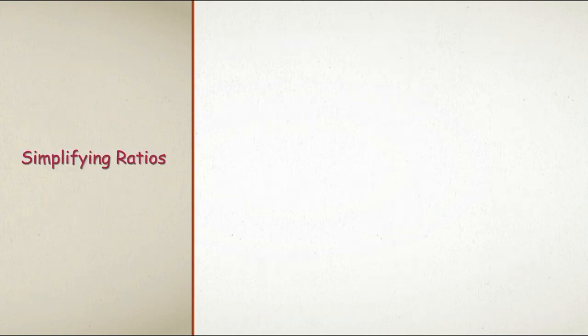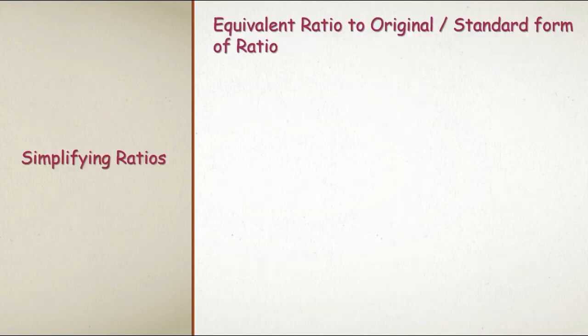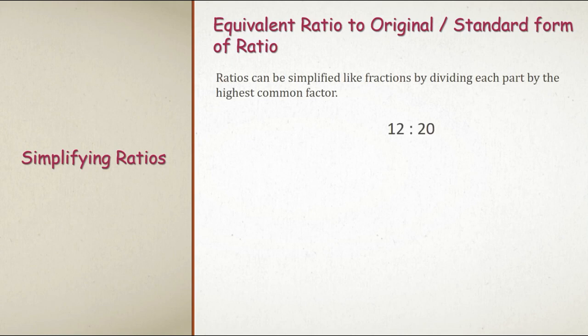Now let us look at simplifying ratios. Equivalent to original or standard form of ratio. Now ratios can be simplified like fractions by dividing each part by their highest common factor. So example, 12 is to 20. Now what is the highest common factor of 12 and 20? It is 4. So we divide both these numbers by 4, numerator as well as denominator. And we get the answer as 3 is to 5. Which cannot be further divided, right? So 3 is to 5 is the original form of 12 is to 20.